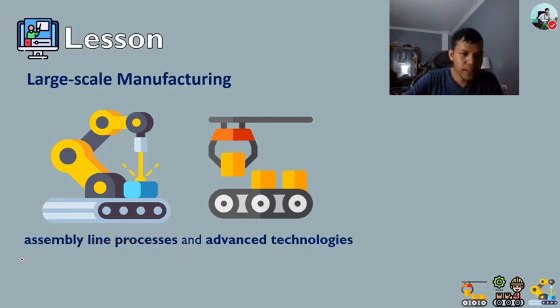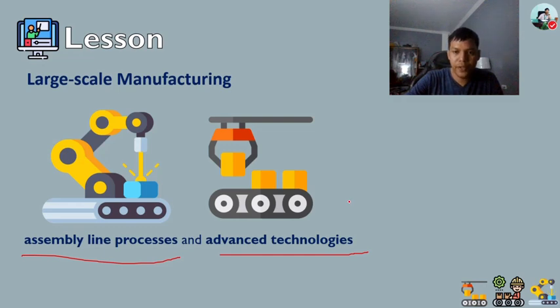They are using the assembly line process and advanced technology. And I think you are already seeing this in social media, for example, in YouTube or in Facebook or in TikTok. They are using this assembly line process and advanced technology in mass production, for example, cars or other machines or computers or any technologies.